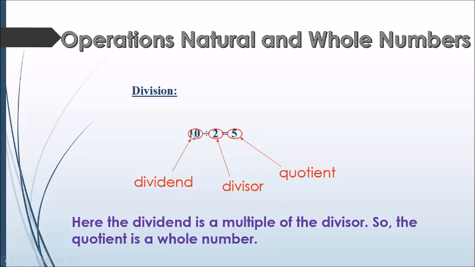If I write 11 instead of 10, now 11 divided by 2, you cannot solve it evenly. The answer will come 5.5. So 5.5 is not a whole number or a natural number. 5.5 is not a whole number if you write 11 instead of 10.